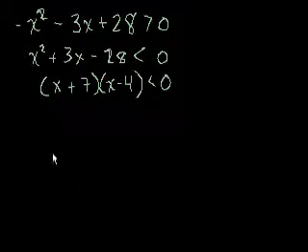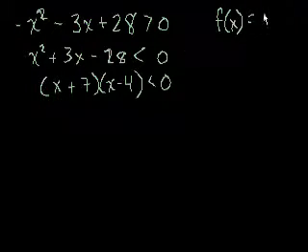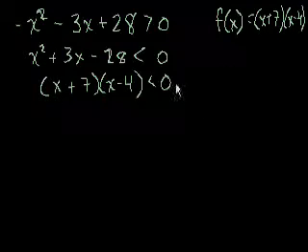than 0. So if this was equal to 0, we would know the two roots of this function. Let's define the function f of x. Let's define the function as f of x is equal to, well, we could define it as this or this because they're the same thing. But for simplicity, let's define it as x plus 7 times x minus 4. That's f of x, right?